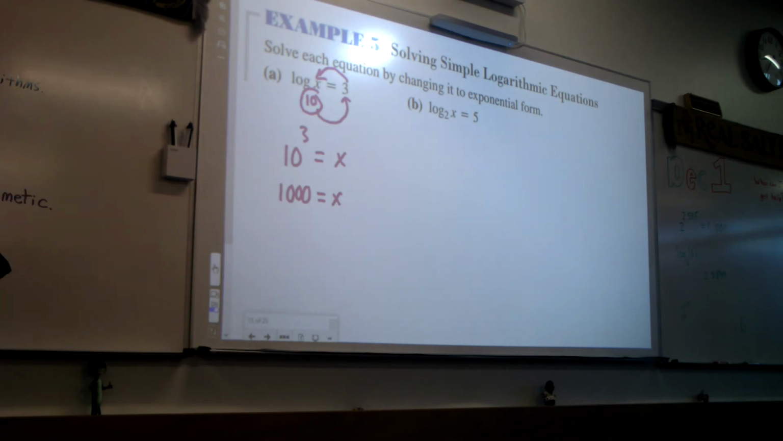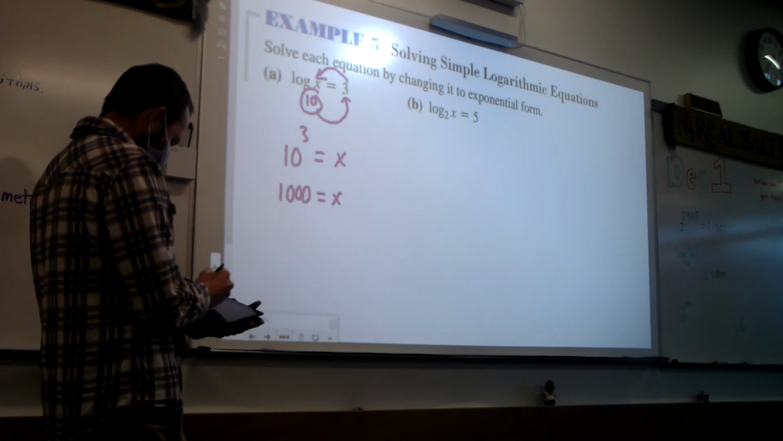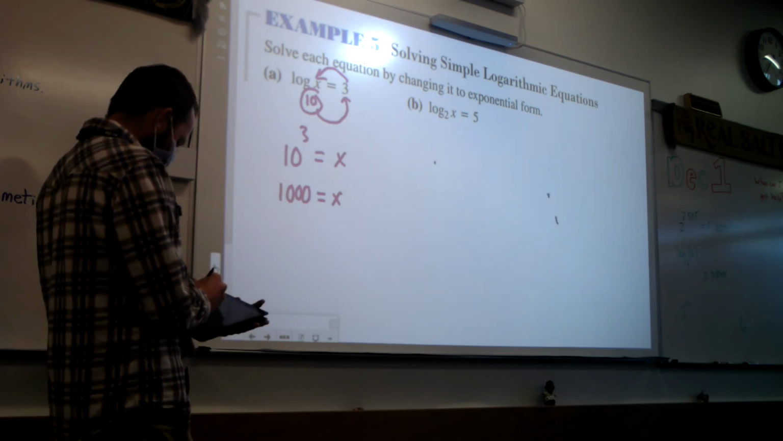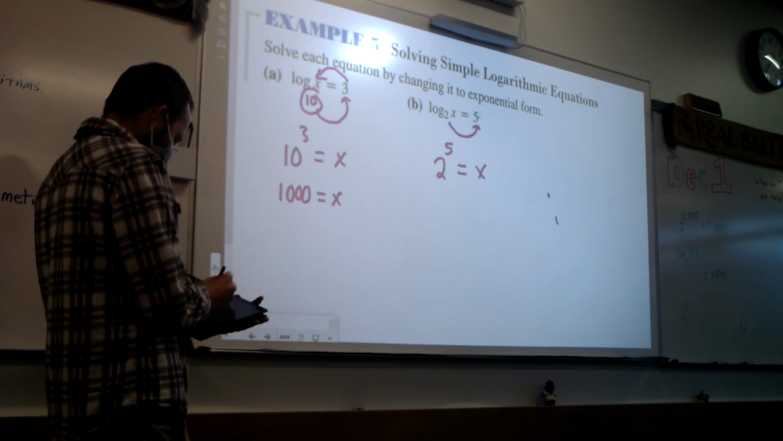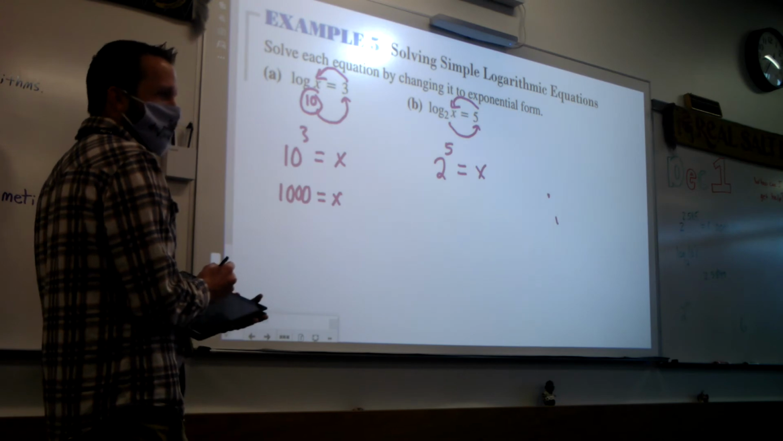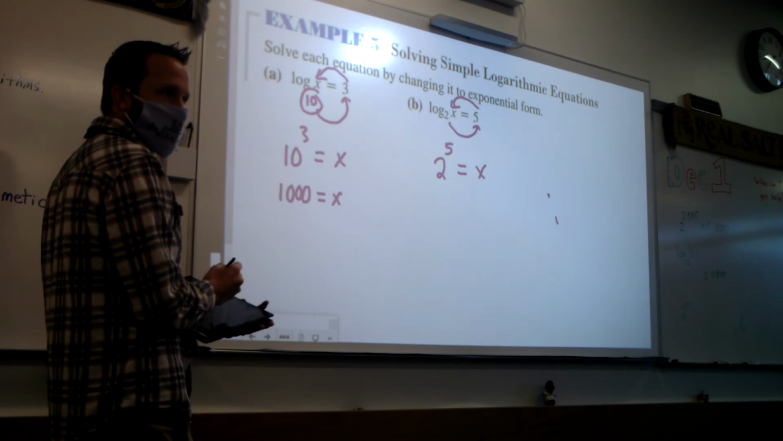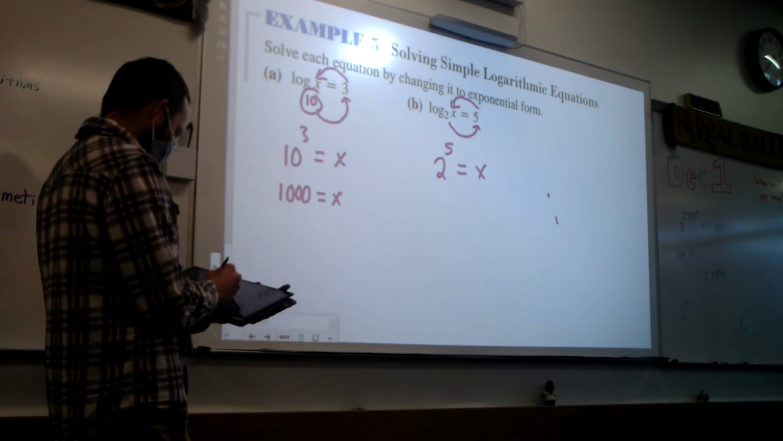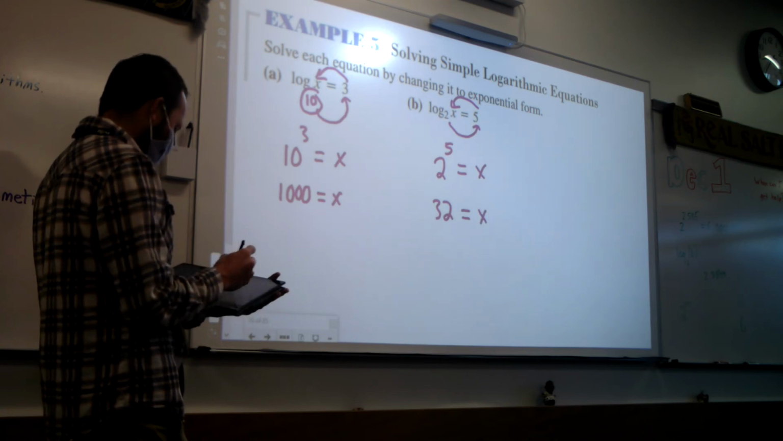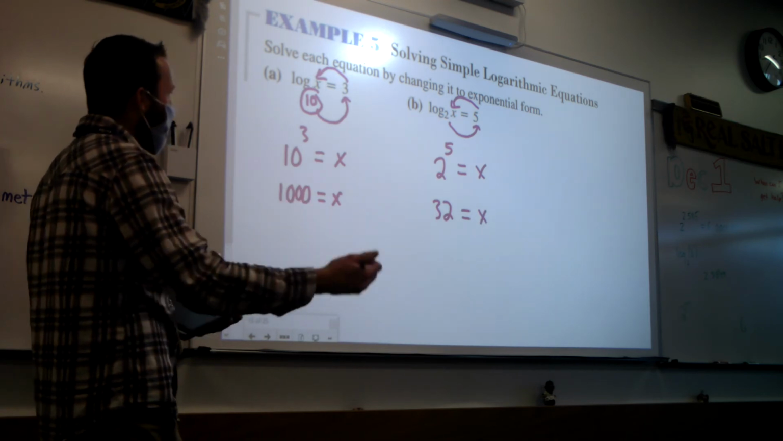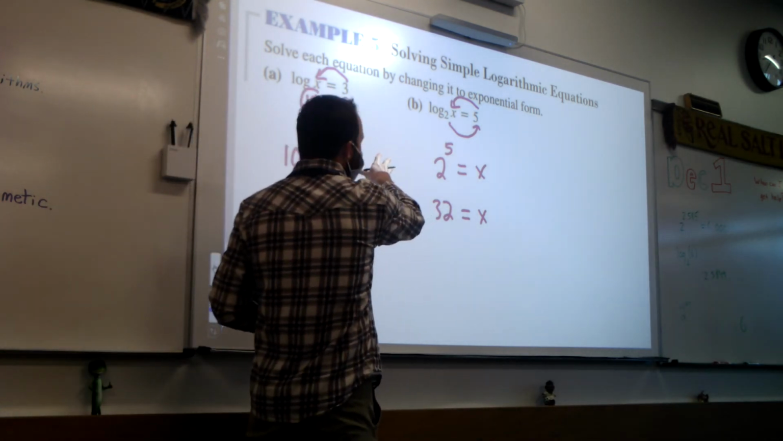Hey, on B, how would I rewrite this using the circle of life? So then I would go 2 to the 5th. Is that 64? Someone help me out there. 32, I was close. Alright, so then I put that in as log base 2 of 32. We're going to get to more complicated ones later on, but this is just giving you a heads up.